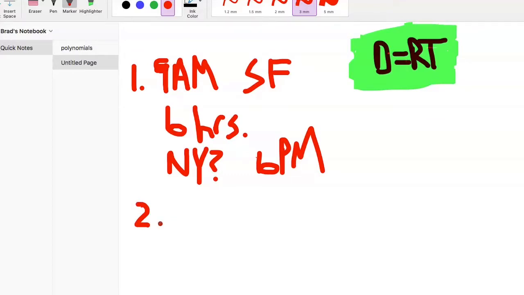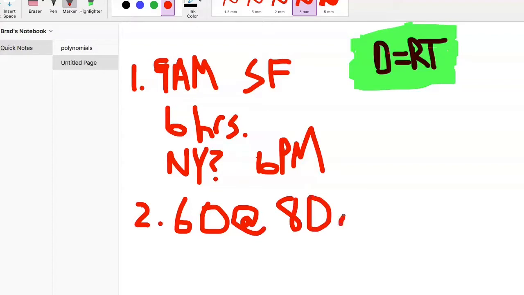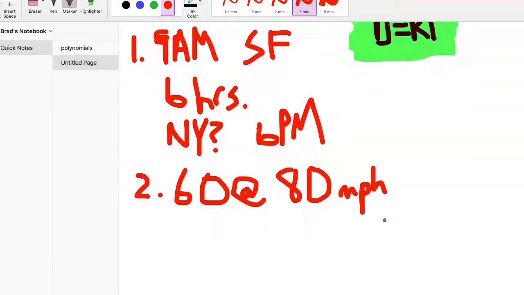Question two. Okay, so you go 60 miles at 80 miles per hour. Okay, so these are kind of getting into some word problem kind of things. And so your first question when you see something like that is always going to be, you're getting two of the three from the formula of distance equals rate times time.